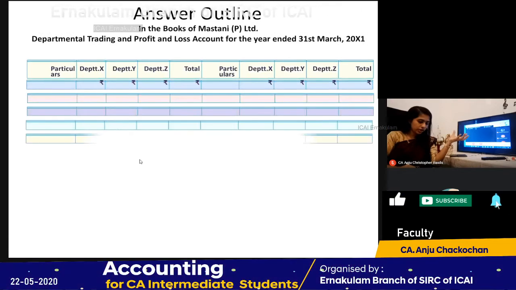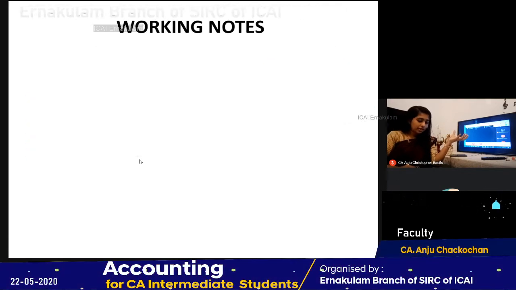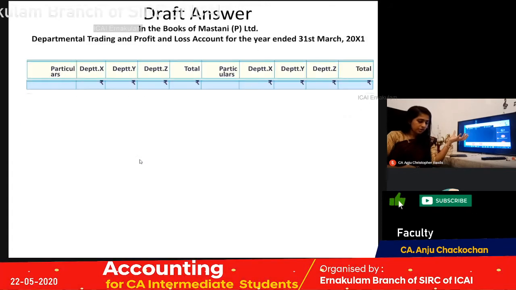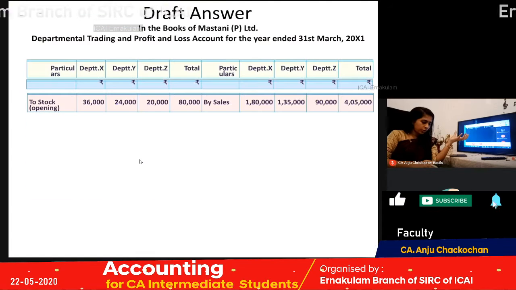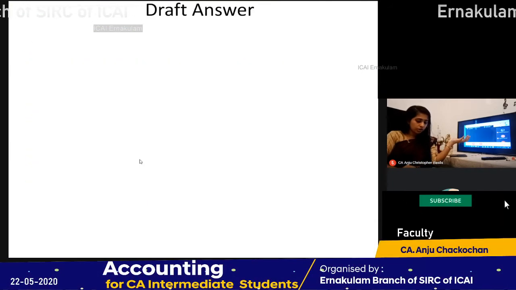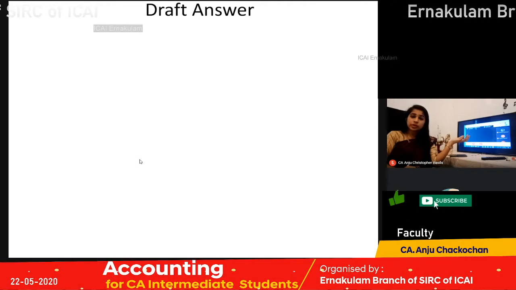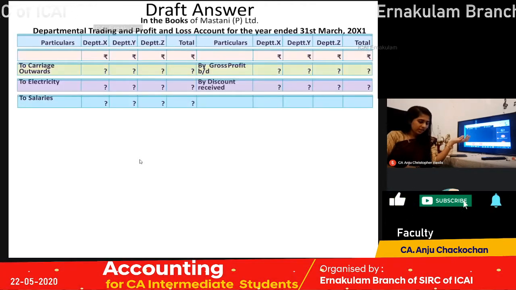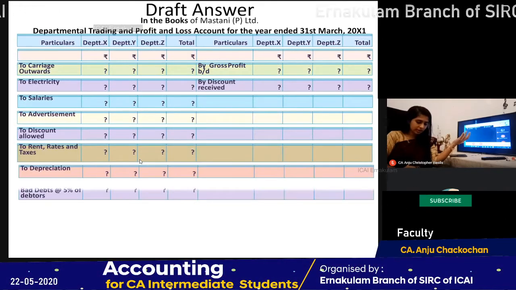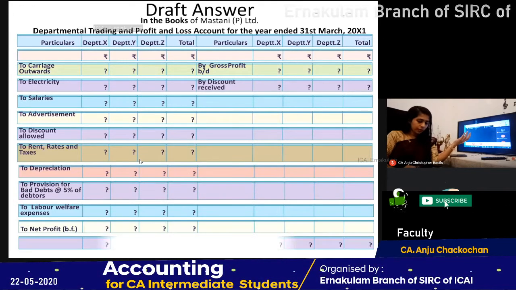So here we have the answer outline, and this was the basic data, and then comes the draft answer. All this we have. Then we'll check the working note, the allocation part, because we need all these for today's class. We'll be doing more questions based on the RTP and past exam questions. So here we go.